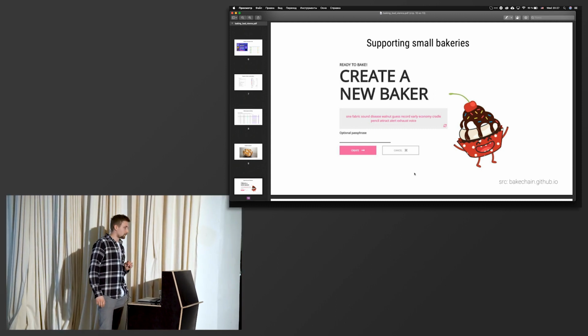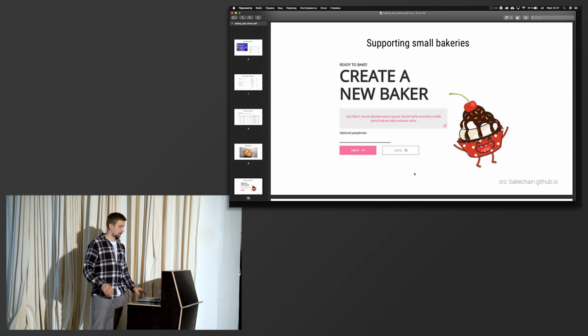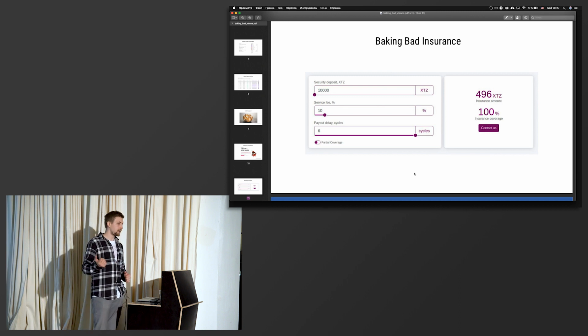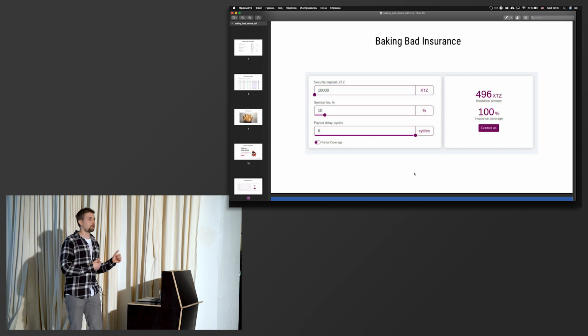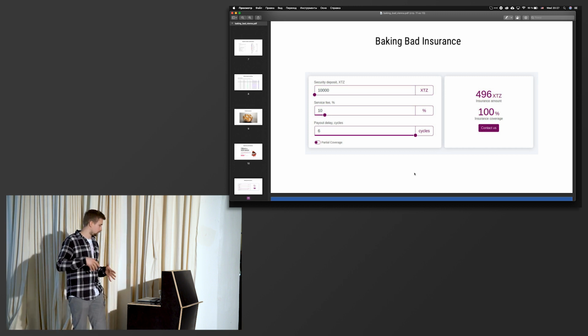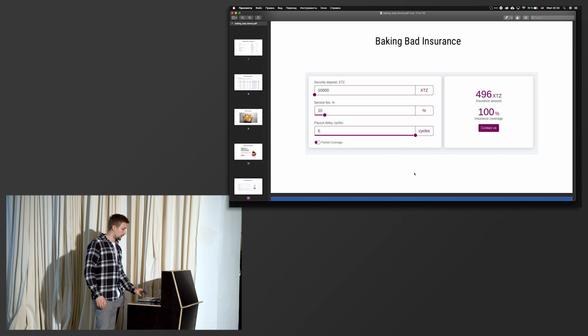So we decided to propose our own solution to this problem and launched a promo of our insurance services. This works quite simple. A particular baker pays a security deposit, and in case of default, this deposit is used to pay rewards to all his clients. The great thing about the delegation scheme is this deposit is kept on a wallet that is delegated to this particular baker, so his staking balance remains unchanged, and he almost does not lose profits. The insurance coverage can be full or partial. This depends on a particular baker's goals.